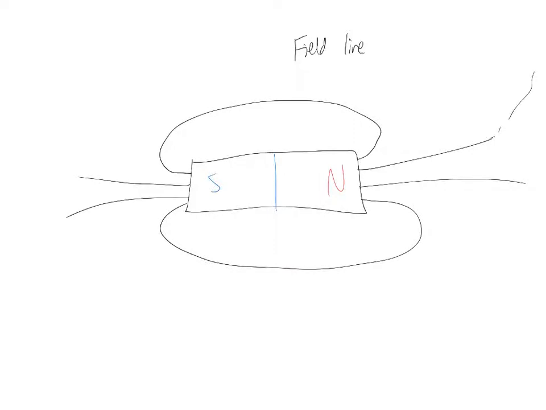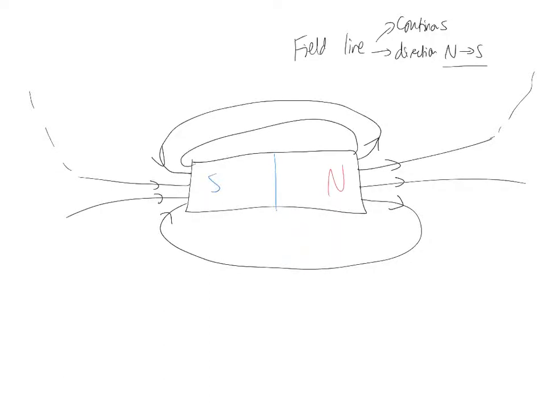These actually continue all the way around and eventually come back around here. Because remember, they are continuous. That means we can't start them. The direction is from north to south. So it comes out the North Pole, and we have to draw arrows on to show that, and goes into the South Pole. You've just got to learn that. We've defined that as humans to be north to south.